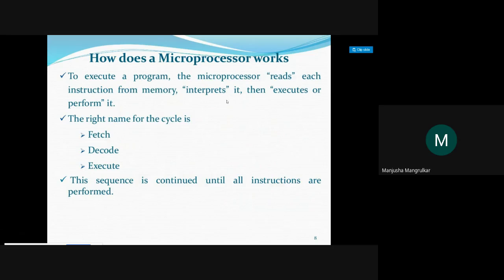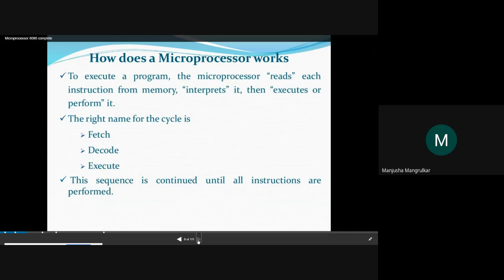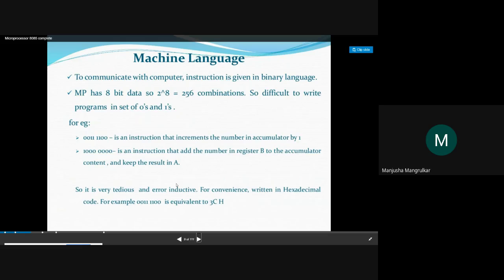So first, what a microprocessor does is fetch the instructions from the memory, the program you have stored, one by one. Then it decodes. Decode means understanding what to do with this instruction, what is the meaning of this instruction, and what the microprocessor has to perform using it. And then execute. Execute means performing it. So this sequence is continuous until all the instructions are performed. This is the sequence to perform all the instructions.